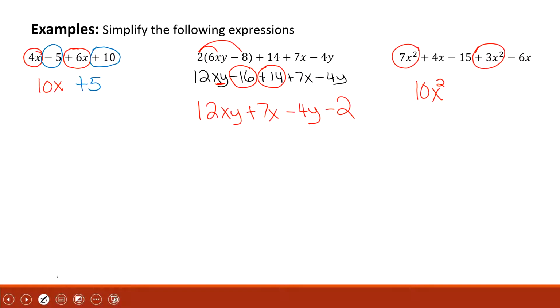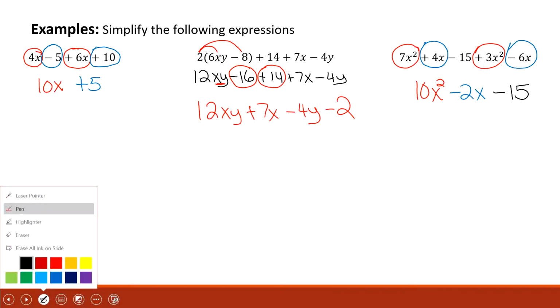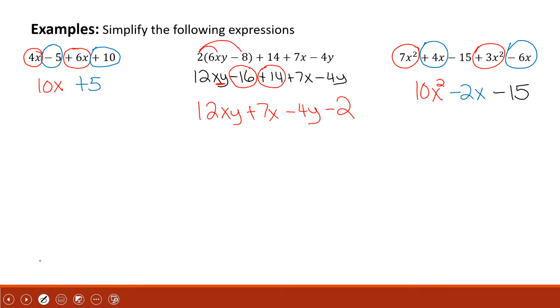We're going to switch colors here so you see it. I have a plus 4x. I have a minus 6x. Add those together, or subtract 6 from 4. I end up with minus 2x. And then the last term, there's nothing I can do with that, so I'm just going to bring down minus 15. So again, that's our final answer. There's nothing else we can do there. The final answer is going to be 10x squared minus 2x minus 15.